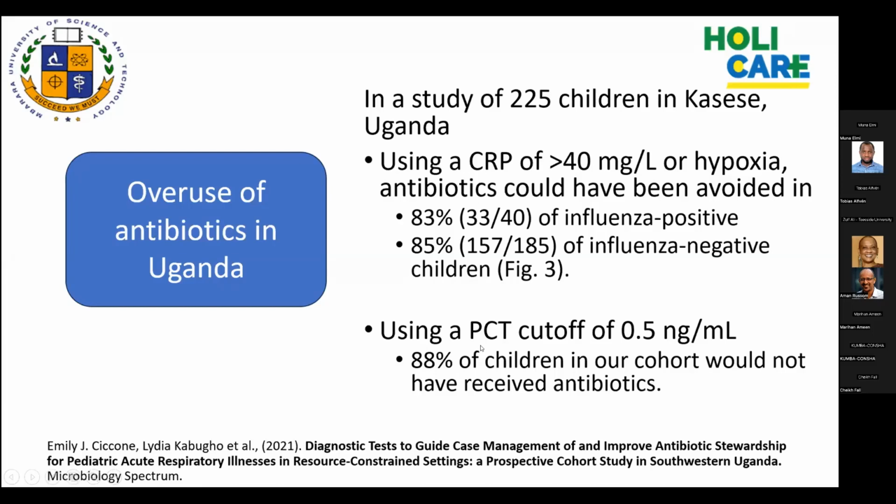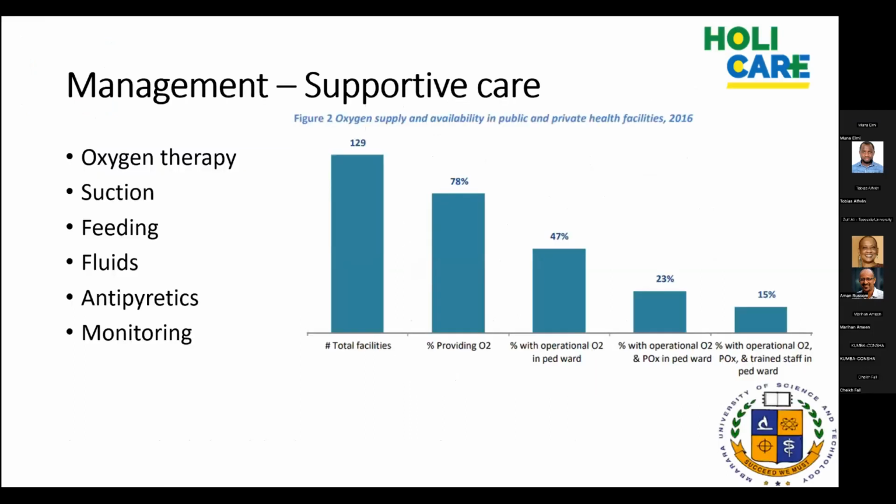Procalcitonin also gave them a similar situation. 88% of the children could have avoided antibiotics if we were able to test for procalcitonin. So rapid diagnostic tests or the ability to investigate would definitely save antibiotics in this population. And this practice is really widespread. I think it's representative of what happens in most health facilities.